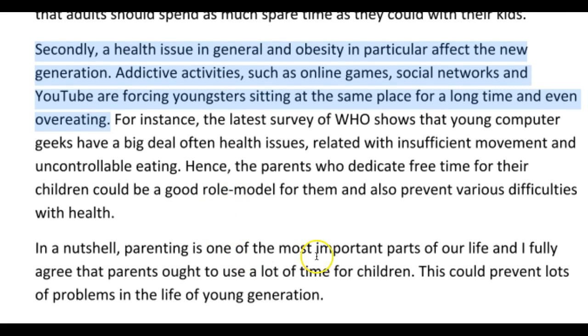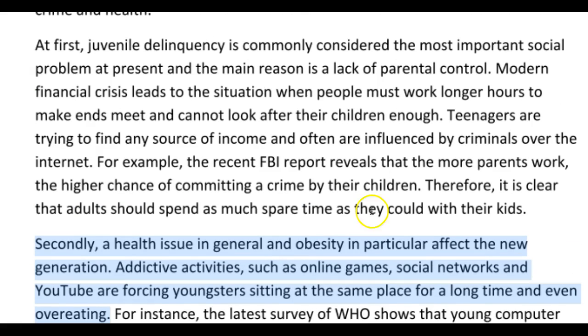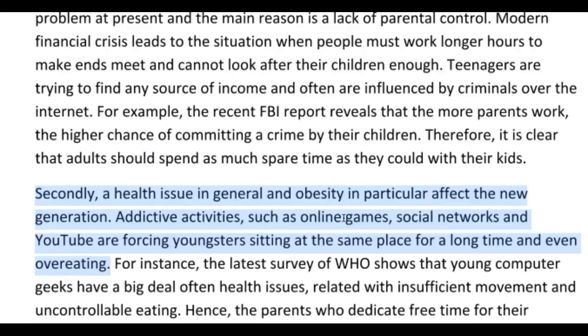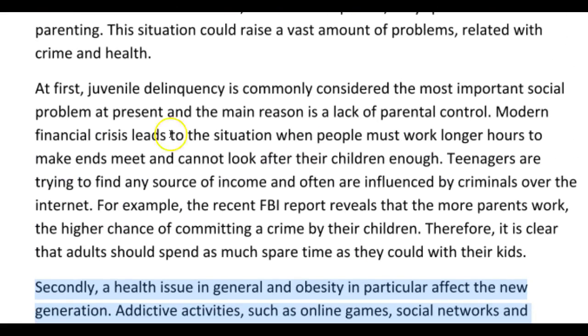In a nutshell, parenting is one of the most important parts of our life, and I fully agree that parents ought to use a lot of time for children, or ought to be available a lot of time for children. A lot of time sounds a little bit basic. What could we say? Parents ought to make time for their children. This could prevent lots of problems for younger generations. Okay, good work. Some grammatical errors there, but we do need to practice more of these paragraphs, okay? And I think that would definitely help you with your efficiency, okay?